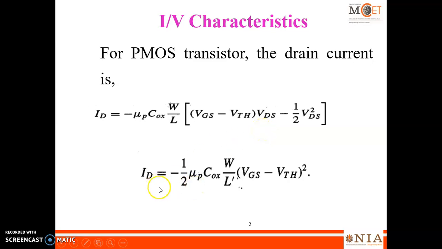Then next one, in saturation, what will happen? Drain current equal to minus 1 by 2 mu P COX W by L dash into VGS minus VTH whole square. This is my drain current equation when the transistor follows the pinch off behavior. Do you understand the concept? Same equation for the PMOS transistor, but instead of mu n, here I am replacing it by mu p. Okay, you will understand?